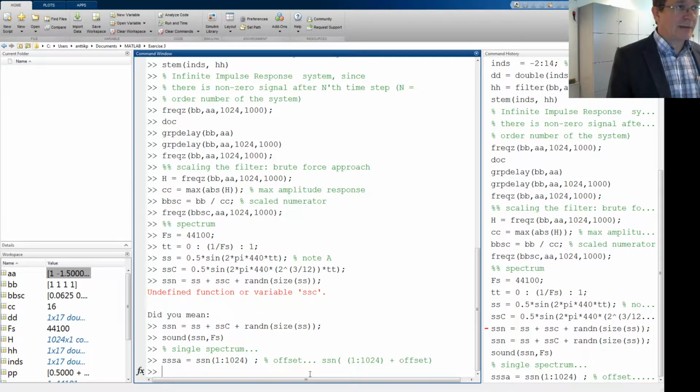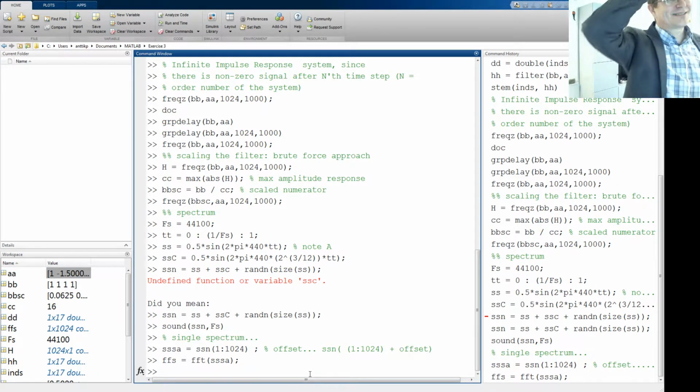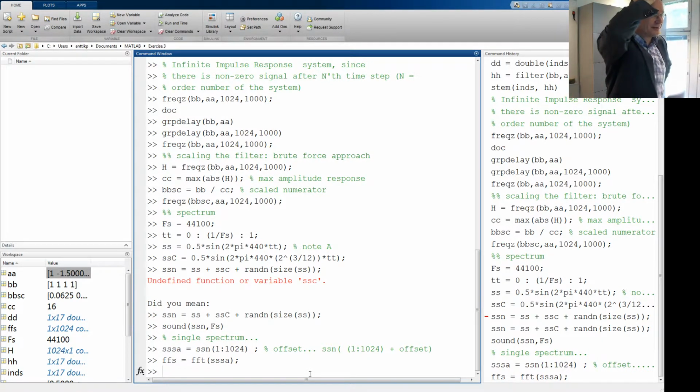It looks really crappy. I don't even show it. But what I'm going to do is calculate the spectrum using the Fourier transformation. So FFS is the FFT of SSA. That was snappy. Well, up to 1 million points they are all snappy. In good old days, you needed to wait for a while to get that 1000-point FFT.